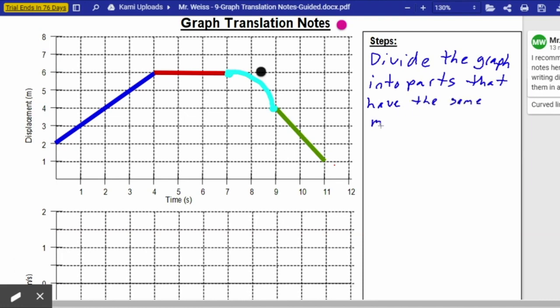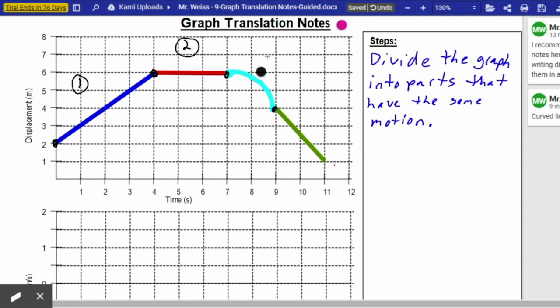Alright, so just like I mentioned before, this graph has 4 different parts to it. I've already gone ahead and broken it up. Just a reminder, the way that we know that there's different parts of motion is by looking at the shape of those lines. So we can tell an object's motion based off of the slope of its displacement time graph. So anytime we notice a change in slope, that's telling us that there's a change in motion.